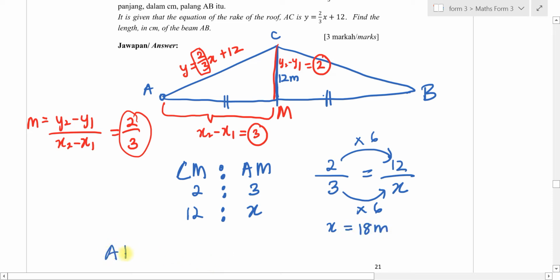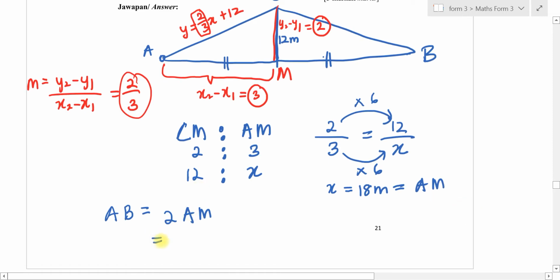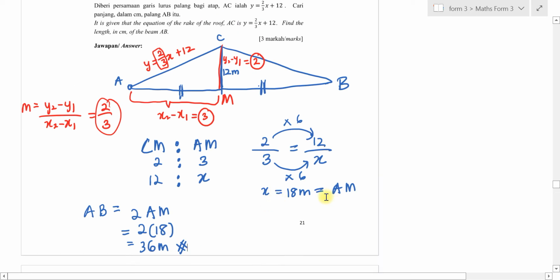So AB is actually 2 times AM. This is your AM, 18 meter. AB is actually 2 times AM because this length is equal to this length. So 2 times 18, you will get 36 meter as your answer. Okay, this is much better working. The second time, did I make myself very clear? Yes, sir. Okay, good.